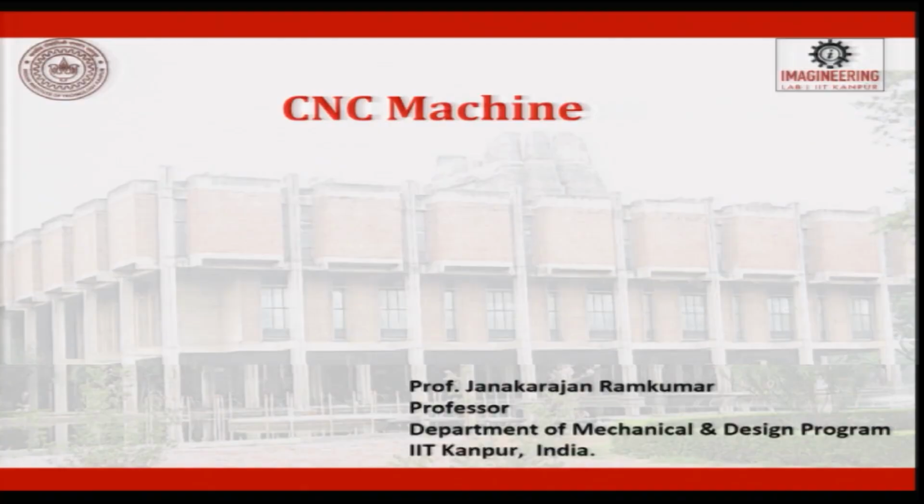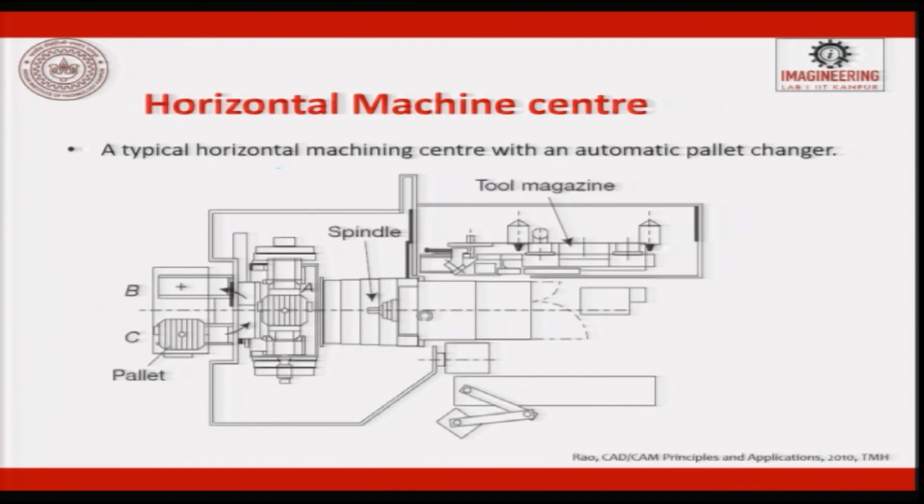The next interesting topic in CNC is going to be on CNC machines. A typical horizontal machining center with an automatic pallet changer. What is a pallet? This is a pallet. A pallet is nothing but a workpiece holding device. You put your big component, it is getting rested here.